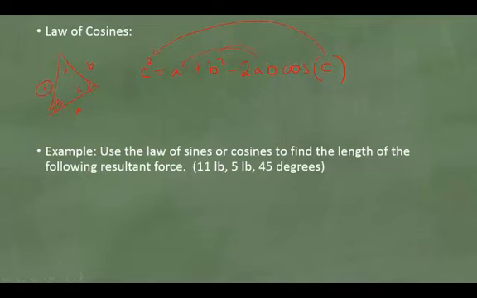We're going to use the law of sines or cosines to find the length of the following resultant force. So we have 11 pounds of force, which can be represented using a vector, and then 5 pounds of force. And let's make this one a little bit shorter actually, just to be a little bit more clear. 5 pounds of force, and it's 45 degrees in between them. And let's use the parallelogram rule here. So we're trying to find this resultant force right there. How can we do that?